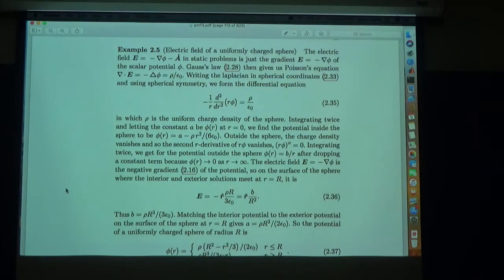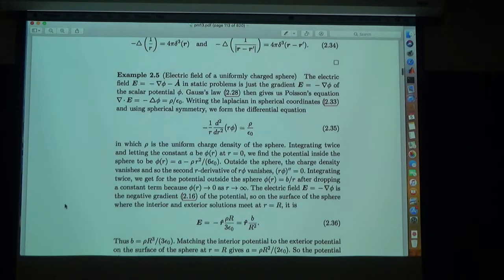Electric field of a uniformly charged sphere. This is just an example. This chapter isn't so long, so I can do the examples. So the electric field is minus the gradient of the scalar potential minus the time derivative of the vector potential. So this is a vector. And if it's a static problem, then you don't need to worry about the time derivative of the vector potential. In that case, you can take the divergence of E and you get minus the Laplacian of the scalar potential.